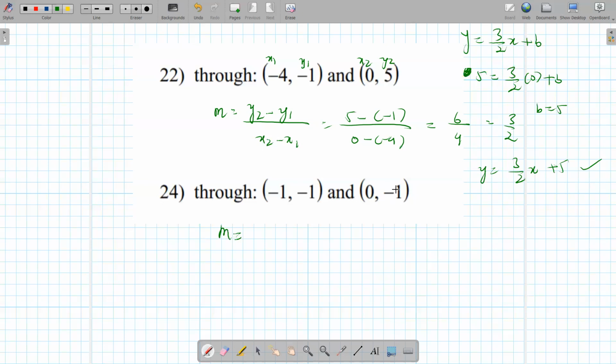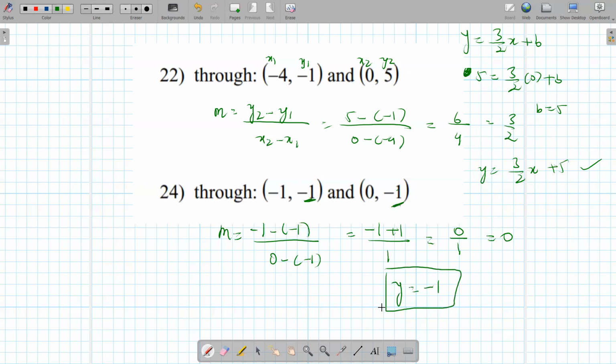Again, step 1, find the slope. This minus this. So -1 minus -1 over 0 minus -1, like that. So this gives us -1 plus 1 over 1. So this gives us 0 over 1. The slope is 0. What does that mean? It's going to be horizontal, and a horizontal line is always written as y equals something. It's going to be the y value. y equals -1.